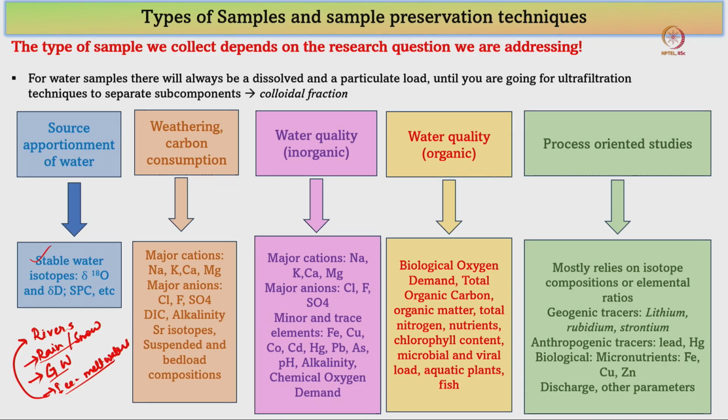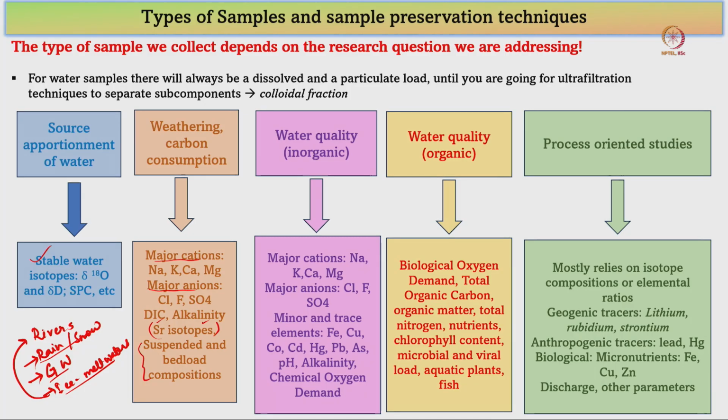If my question is related to understanding weathering, which is one of the processes that consumes carbon and removes carbon from the atmosphere, I will definitely first have to quantify the major cations and the major anions. I will try to quantify the DIC and the alkalinity, and I may also have to use strontium isotopes to understand carbonate weathering versus silicate weathering, and how much interaction is going on with the suspended sediments and the bed load sediments.